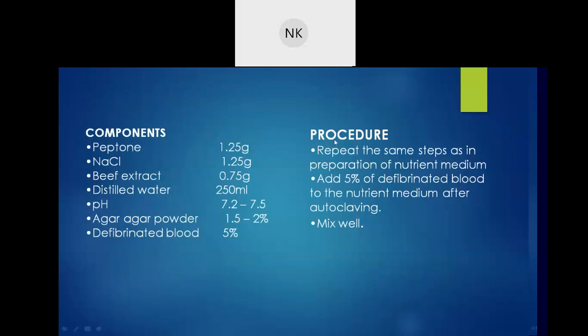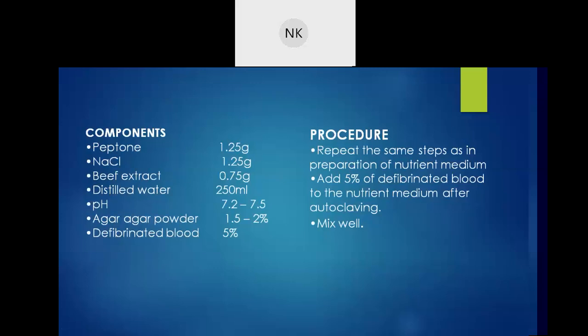Now coming to the procedure. We know the preparation of nutrient agar media. We prepare nutrient agar media, and then we add 5% defibrinated blood to the nutrient medium after autoclaving. You should not autoclave the blood, that means you should not heat or boil it, otherwise it will become chocolate agar medium, and all the properties present in the defibrinated blood will be lost and will not be taken up by the microorganism which has to be grown on blood agar media.